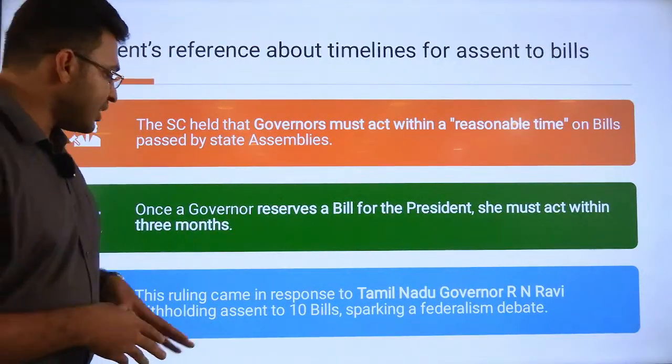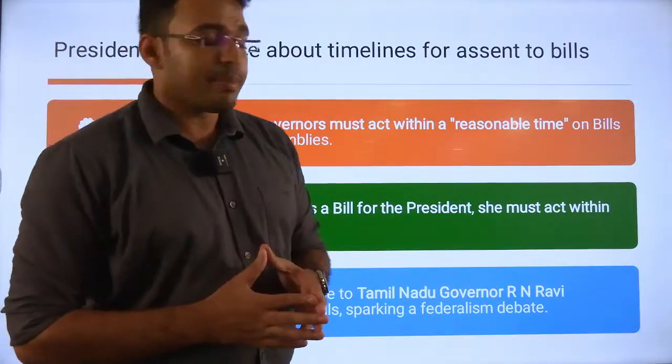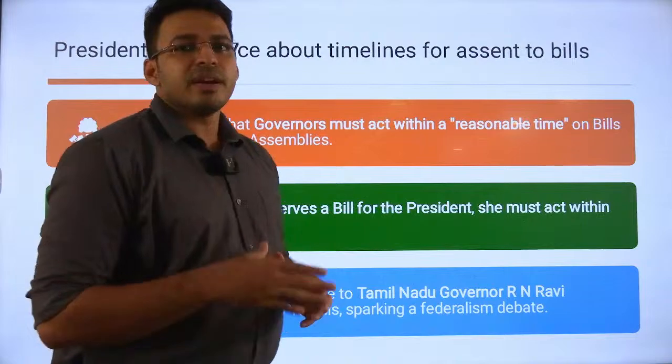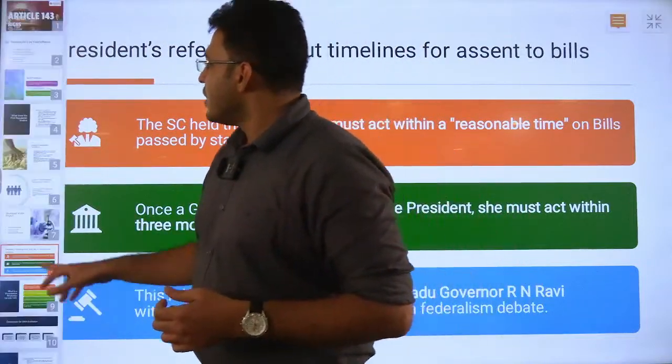for withholding the assent of 10 state bills. Tamil Nadu state bills sparked the federalism debate. The Tamil Nadu state government approached the Supreme Court, and the Supreme Court gave this judgment.